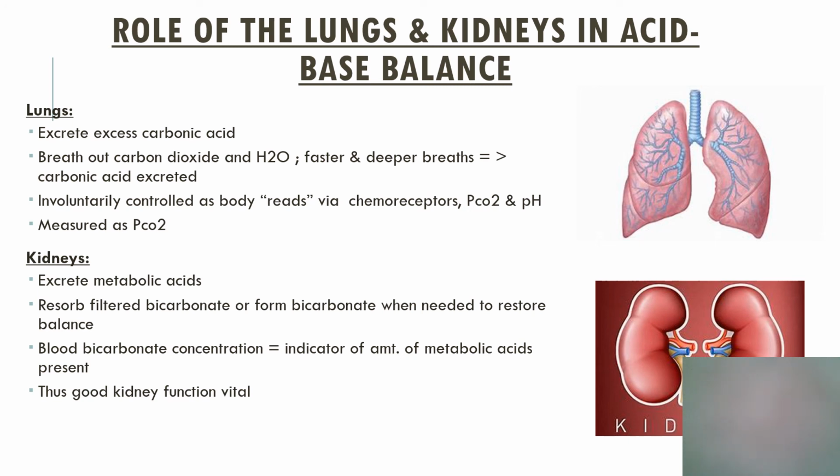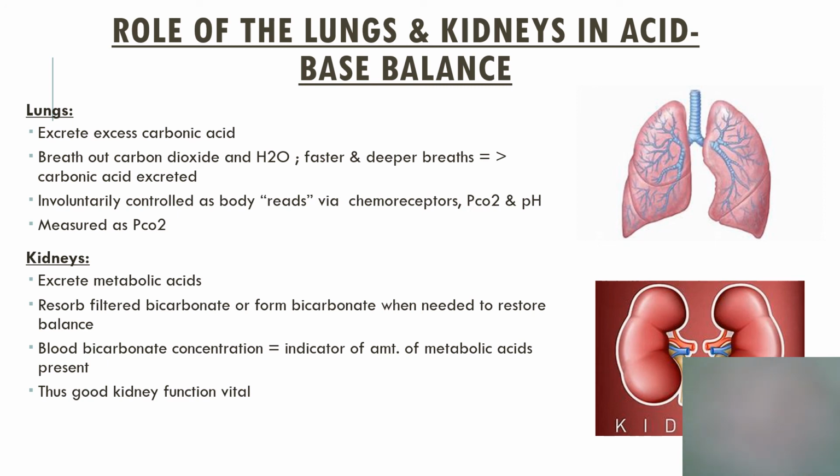Our kidneys excrete metabolic acids. So when we are looking at metabolic acidosis versus respiratory acidosis, we are looking at bicarbonate, our bicarb levels. When we draw a blood gas, we are looking at bicarbonate levels. The kidneys allow us to either resorb bicarbonate as needed or excrete it depending on what our body needs. The blood bicarbonate concentration is an indicator of the amount of metabolic acids present in the blood.